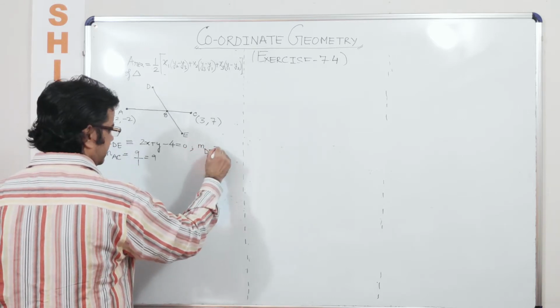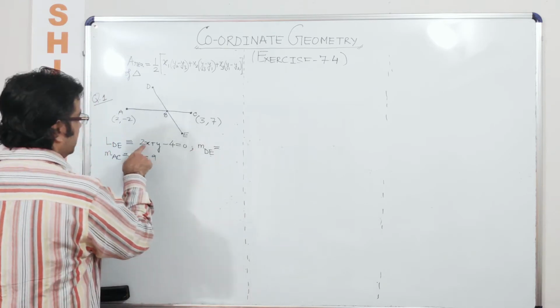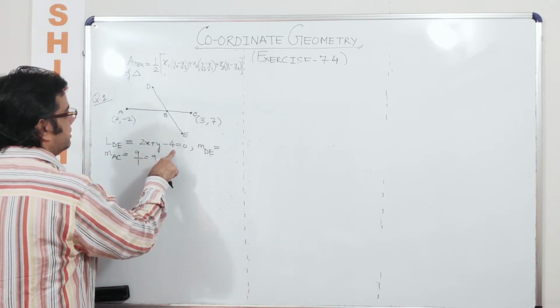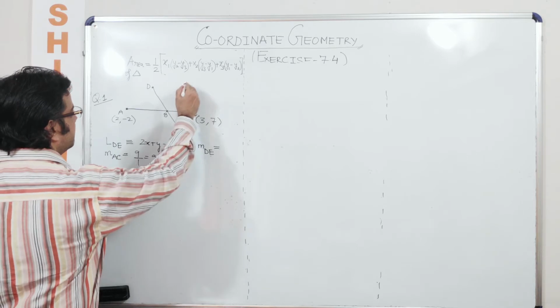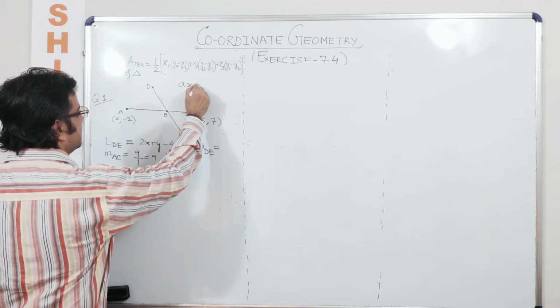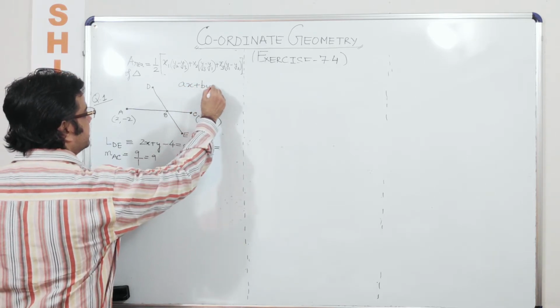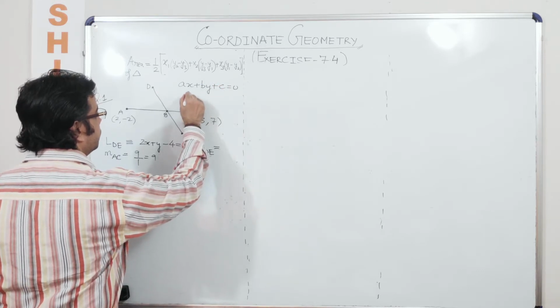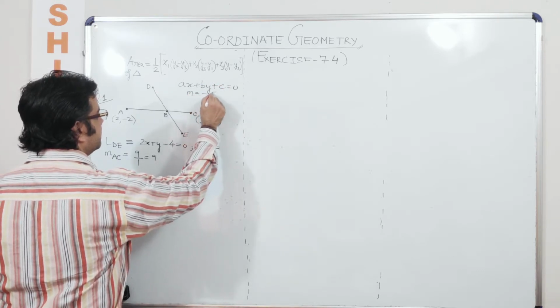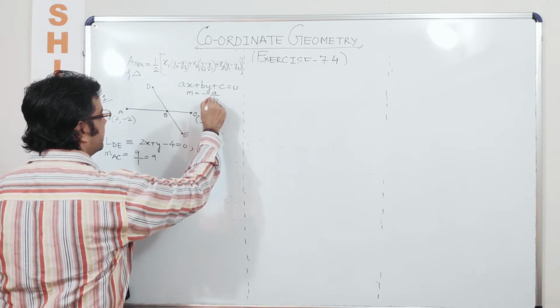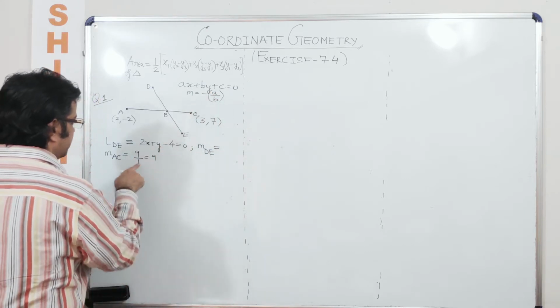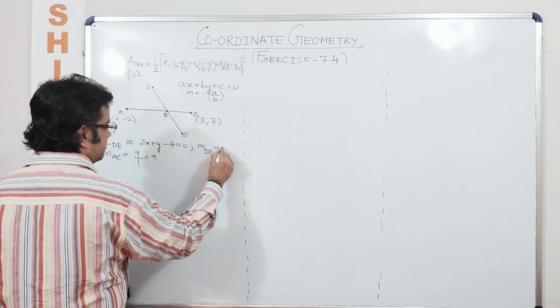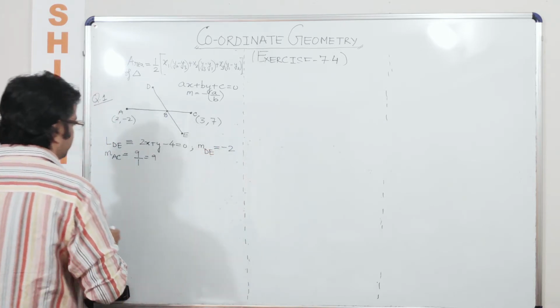And if I have to find out the slope of DE, I'm just doing this for the heck of it, we know that if a line is represented by AX plus BY plus C is equal to 0, the slope will be nothing but minus the coefficient of X divided by the coefficient of Y. So in this case the slope comes out to be minus 2.